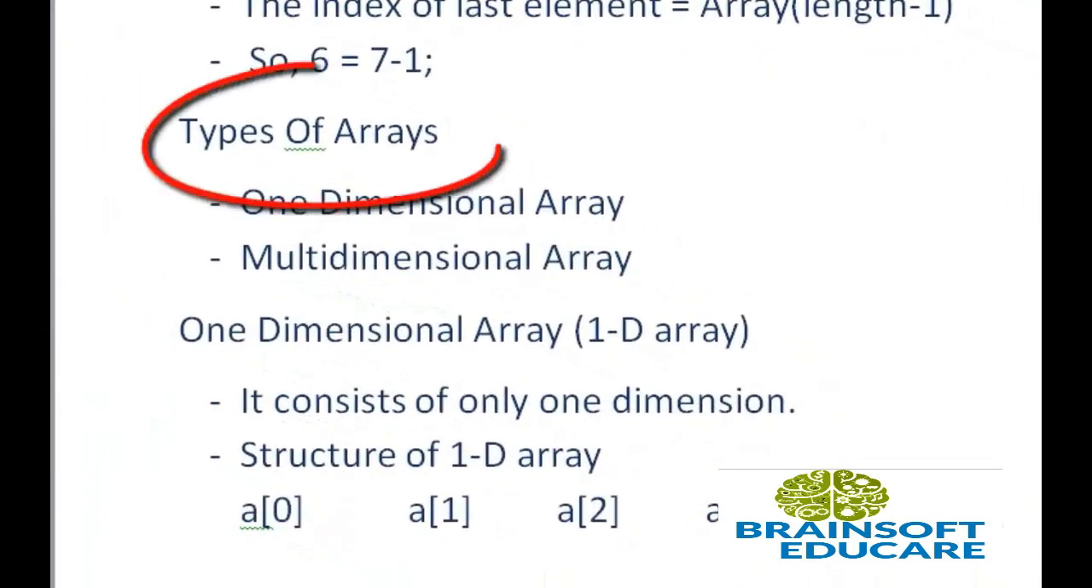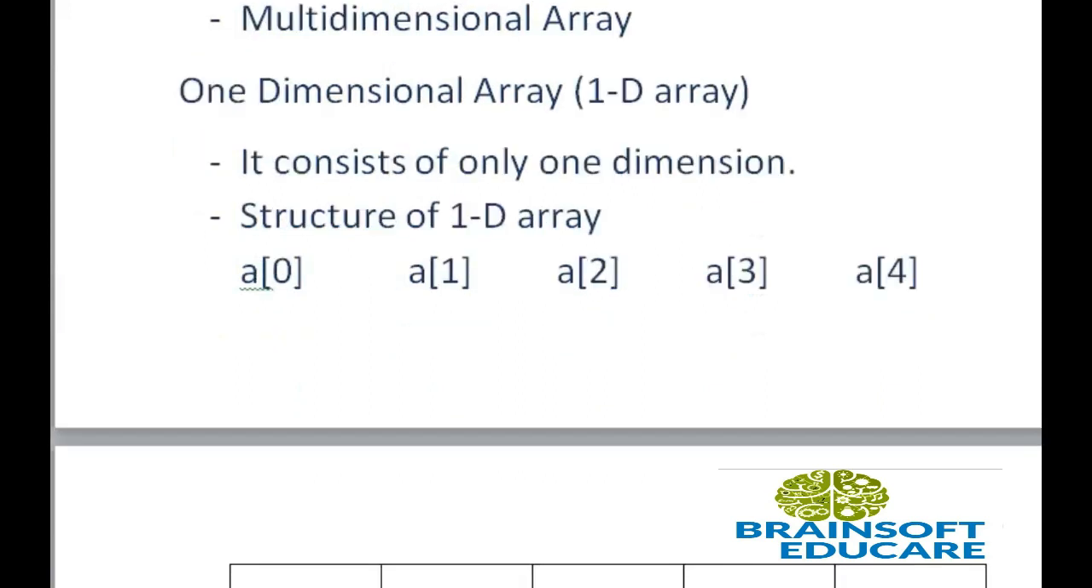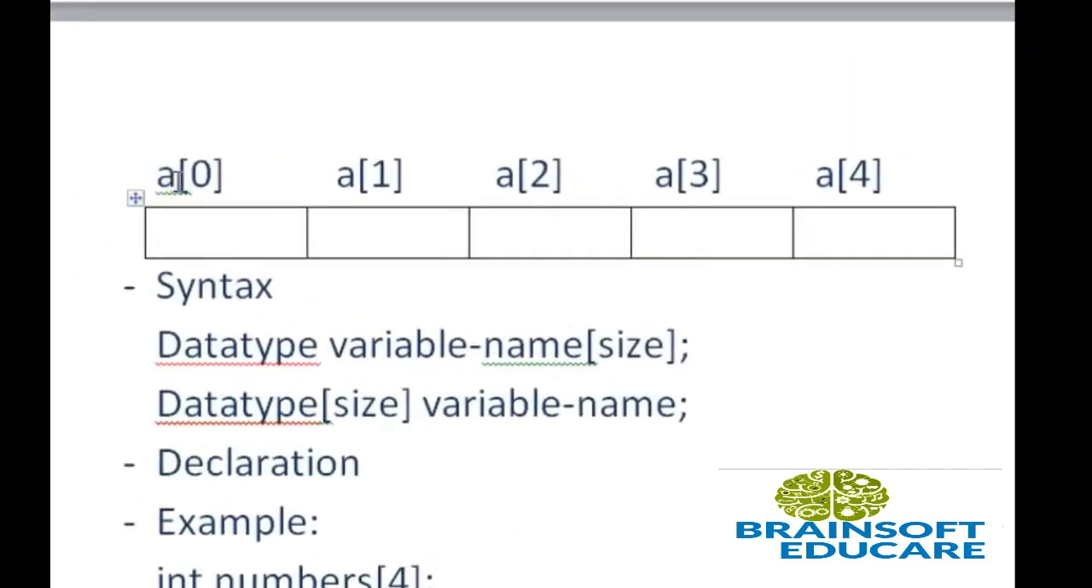Arrays can be divided into two types, one-dimensional array and multi-dimensional array. Let's talk about one-dimensional array. A one-dimensional array consists of only one dimension. Here is the structure of a one-dimensional array. Here the array name is A and the number inside the bracket shows the index.